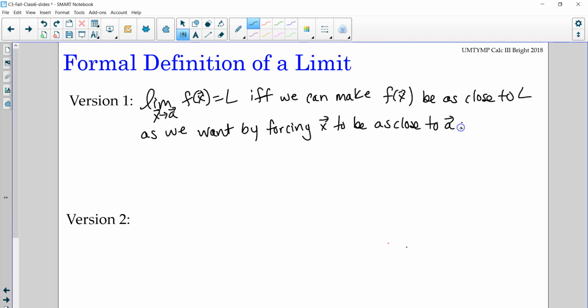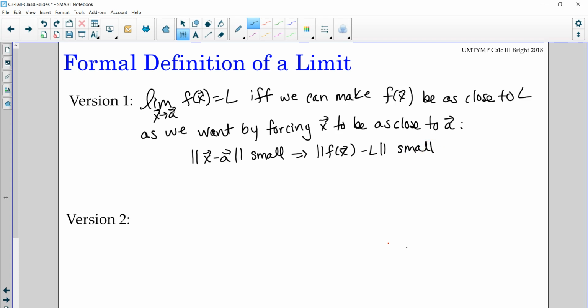Okay, and so the idea here is that if we want the distance between vector x and vector A to be small, if we have that condition, then that's going to force the distance between f of vector x and this L to be small as well.